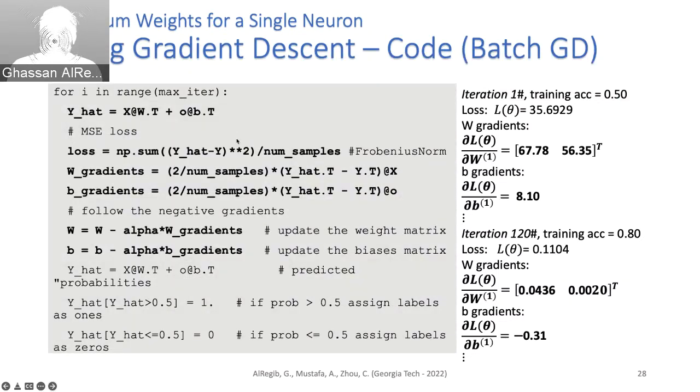This is the pseudocode on the left-hand side. Actually, this is the code. And then I just want to really highlight some of the things on the right-hand side. So imagine that at iteration number 1, we have an accuracy of 0.5, and the loss is 35.6. The updates that I multiply basically by the alpha are 67.7, 56.35, and for the bias 8.1. At iteration number 120, the training accuracy improved to 0.8, and the loss became smaller, 0.1104.